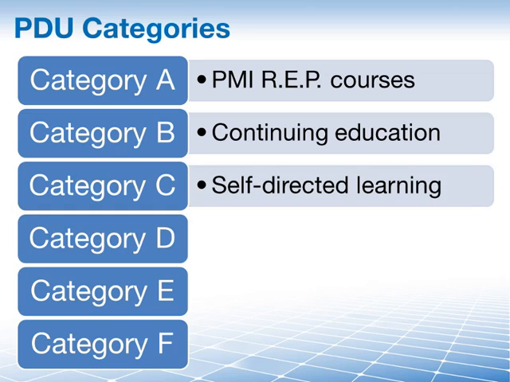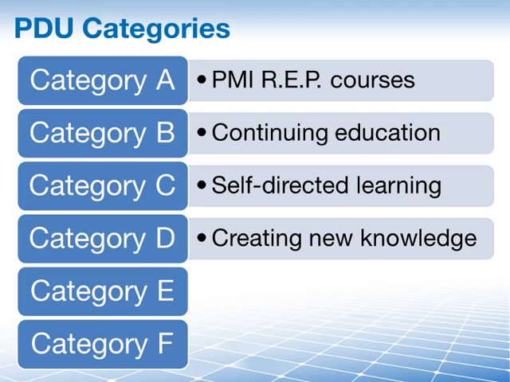Category C, this is self-directed learning. For example, I offer the free project management podcast at pm-podcast.com and you can earn 30, that's yes, 30 PDUs just by listening to my free podcast. Category D, creating new knowledge. Do you have a blog about project management? Do you have a project management website? Do you write articles about project management? This all falls under Category D.